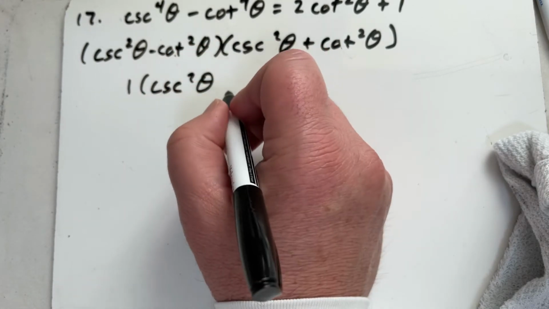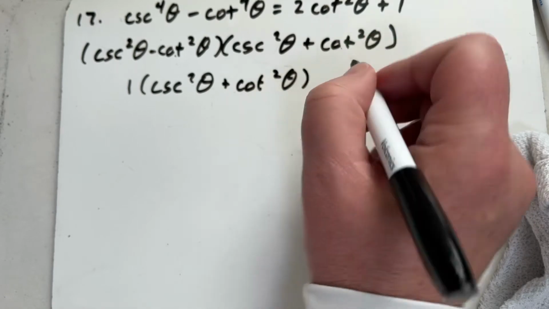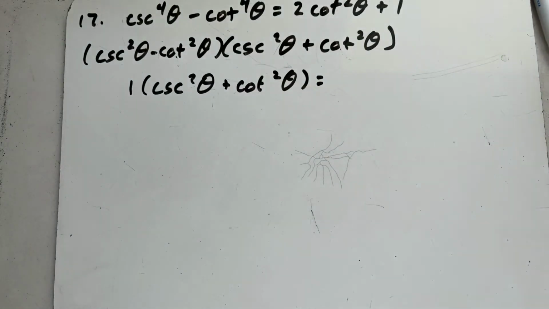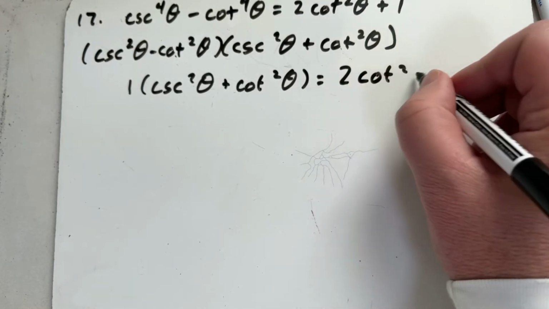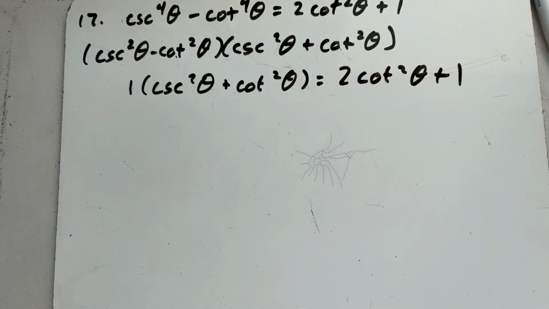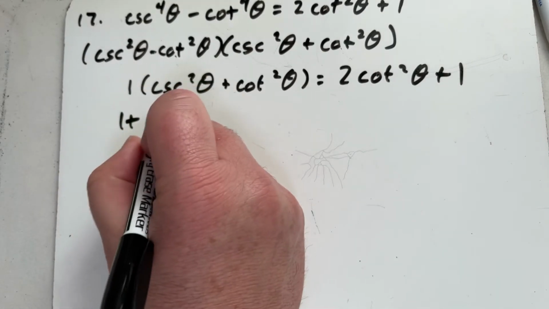Cosecant plus cotangent. Sorry about that, all 6 of you who are going to watch this. Here we go. Cosecant equals 1. That's a Pythagorean identity plus cotangent.